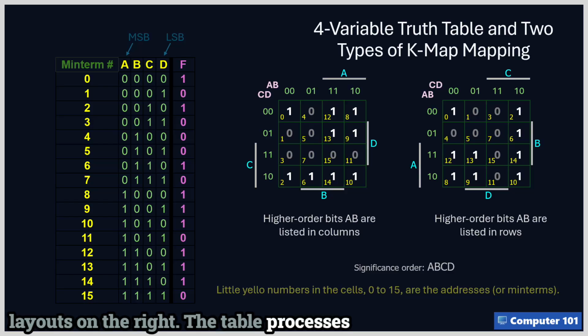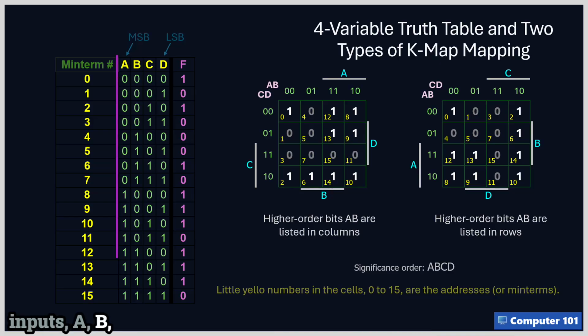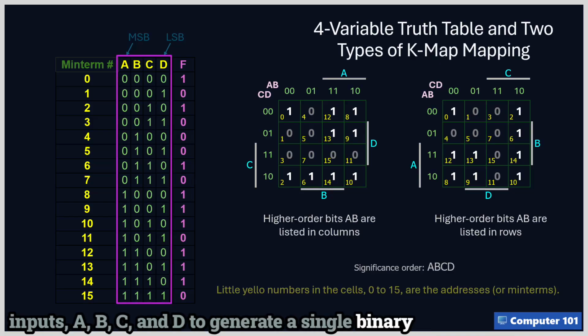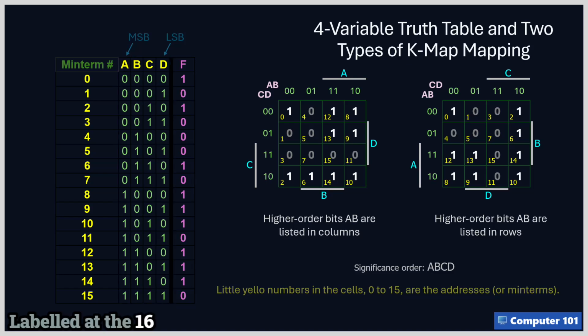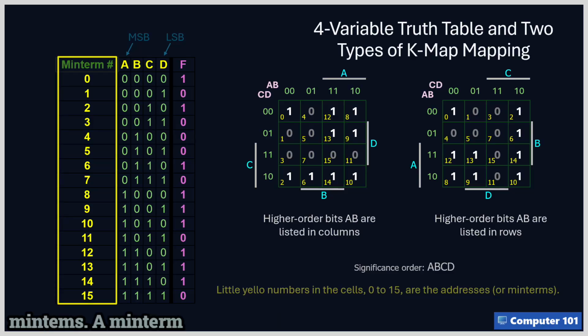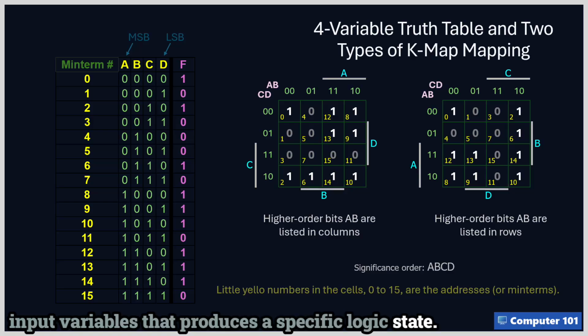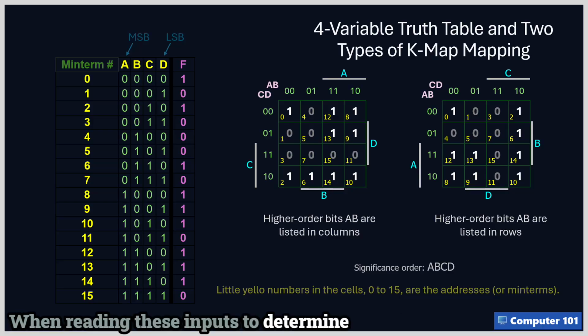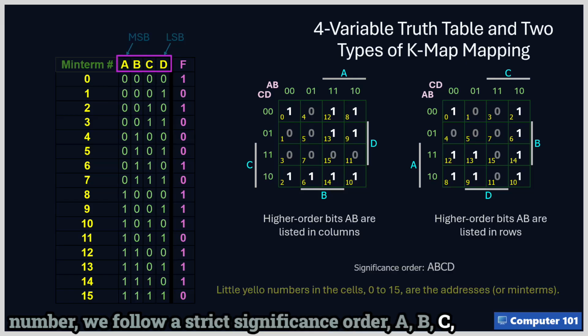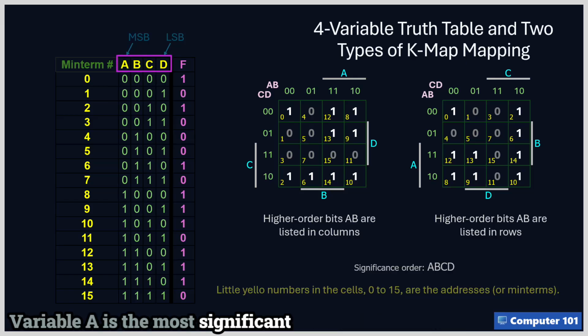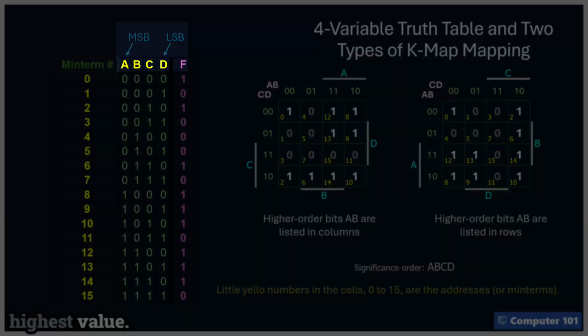The table processes four binary inputs, A, B, C, and D, to generate a single binary output, labeled F. The 16 possible combinations of these inputs represent rows 0 through 15. We call these rows minterms. A minterm is simply a specific combination of input variables that produces a specific logic state. When reading these inputs to determine our minterm number, we follow a strict significance order, A, B, C, D. Variable A is the most significant bit, determining the highest value, while variable D is the least significant bit.